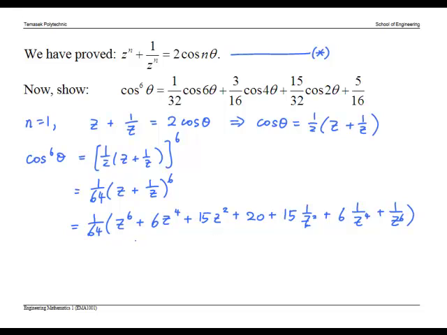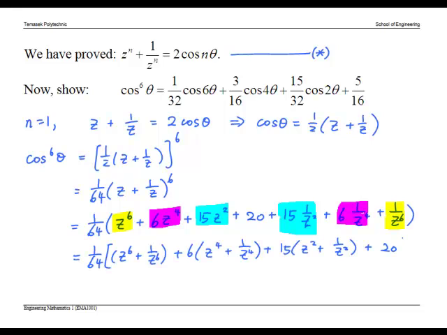Next, notice that z to the power 6 can be paired up with 1 over z to the power 6. Similarly with the other pairs. Organizing them together, we get, and from the first identity, we simplify this to 2 cosine 6 theta, where n is 6.